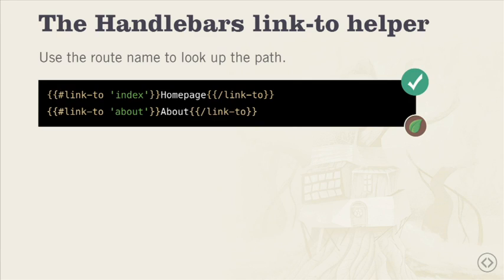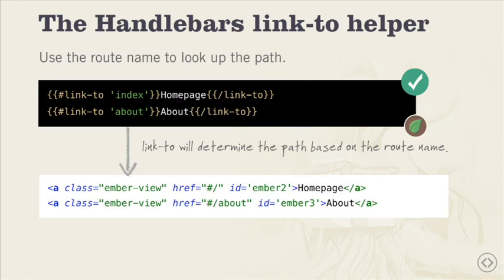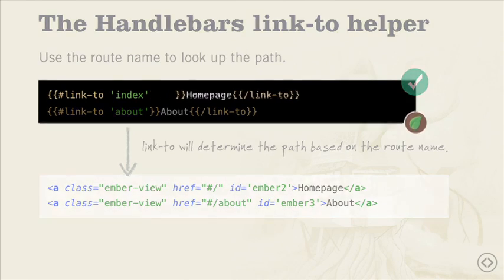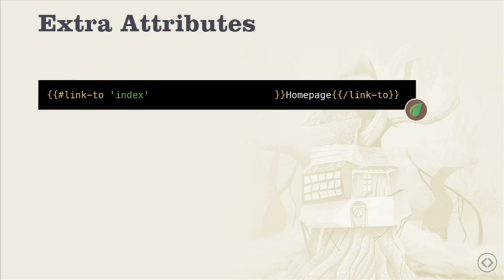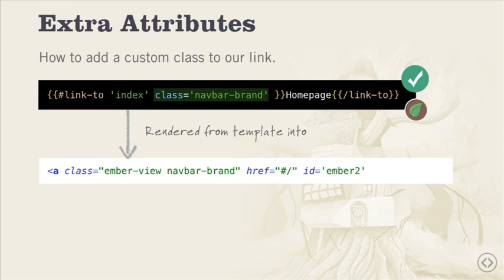Each of these will determine the path based on the route name we send in, and here's what the resulting HTML will look like. But what if we want to add a custom class to our link? Well, that's pretty simple. All we have to do in our link helper is specify class equals navbar-brand, and the rendered HTML will simply add that class.